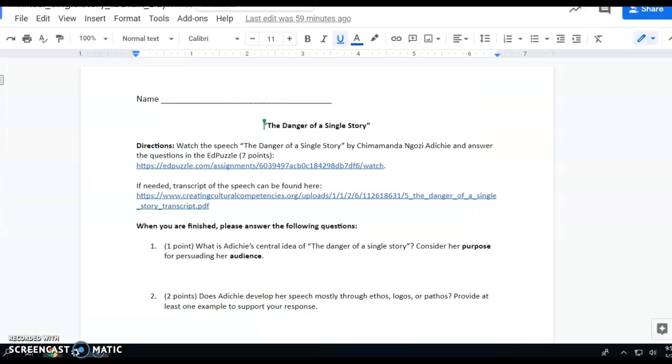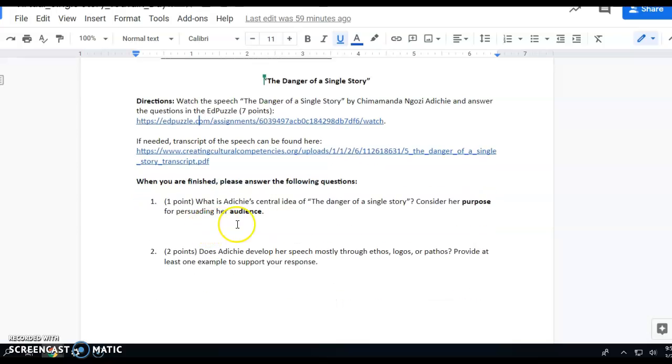And then your formative assessment at the end of the class is to come back to this document and answer the 2 higher level questions. What is the central idea of this speech, The Danger of a Single Story? And it says consider her purpose for persuading her audience. We're reviewing those key terms. And then finally, does Adichie develop her speech mostly through ethos, logos, or pathos? And you need at least one specific example.